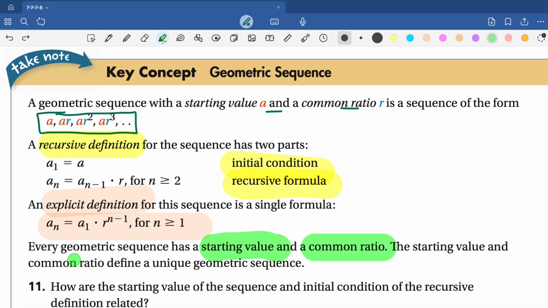Another way we can set that up is with an explicit definition. And in this definition, we only have a single formula. A sub n, or my nth term, is going to equal my first term times my ratio to the power n minus 1. So if I'm looking for, say, the seventh term, I need the first term multiplied by the common ratio, and then I'm going to plug in 7 for n, and then I'm going to simplify that. And then my power will end up being 6.